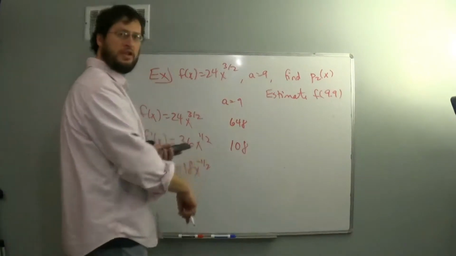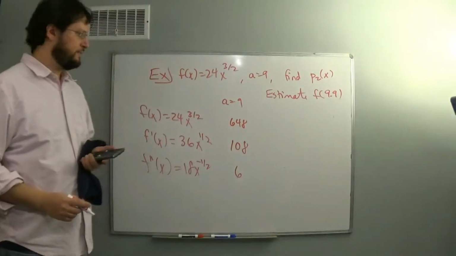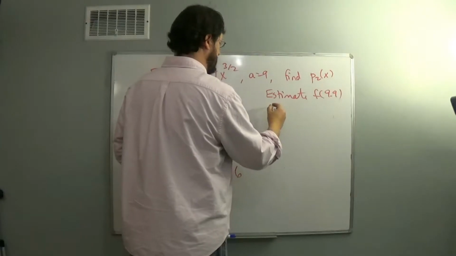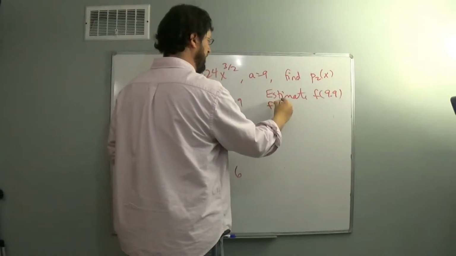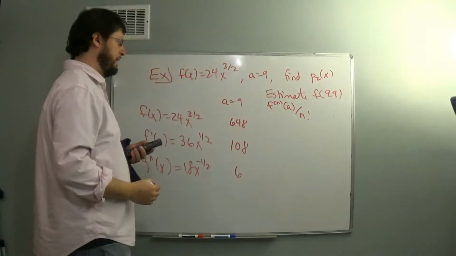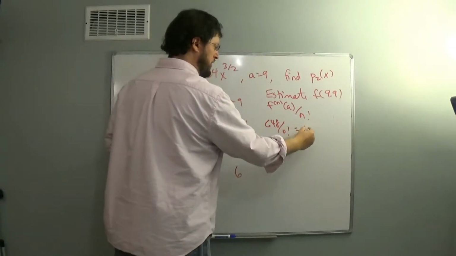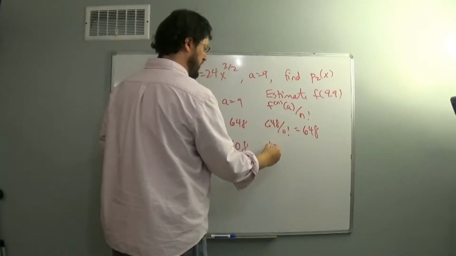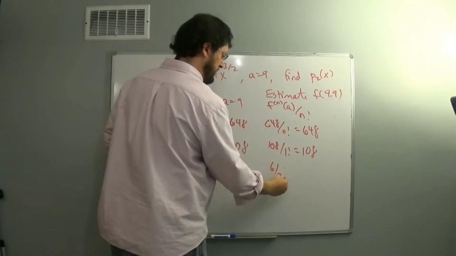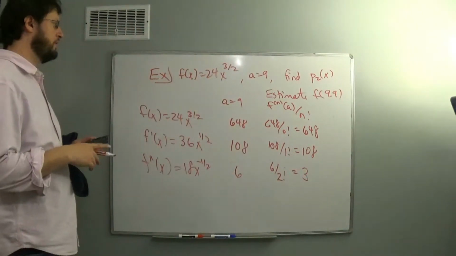9 to the negative 1 half is 1 over the square root of 9, which is 1 over 3, so 18 over 3 is 6. All right, so then, remember our next step is to divide by n factorial. So we want f^(n) at a over n factorial. So that's 648 over 0 factorial, since that's n equals 0, which is 648. That's 108 divided by 1 factorial, which is 108. And that's 6 divided by 2 factorial, which is 6 over 2, which is 3.